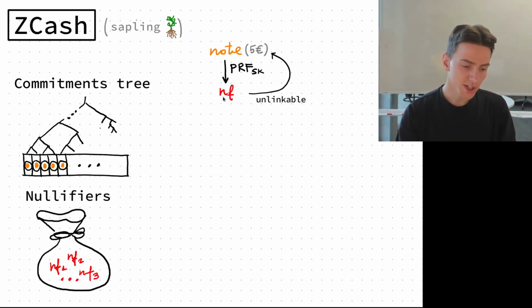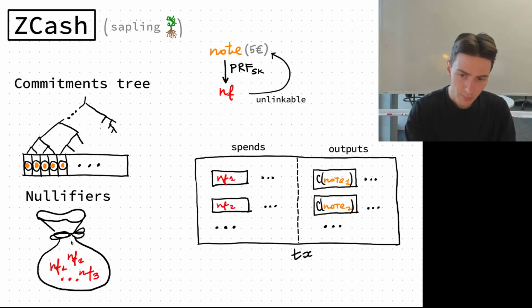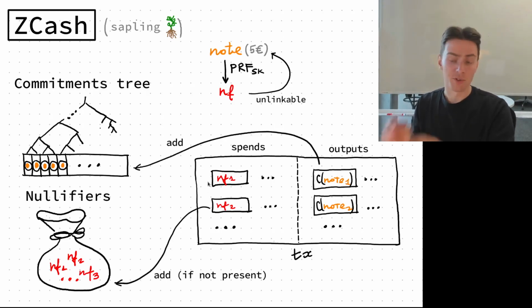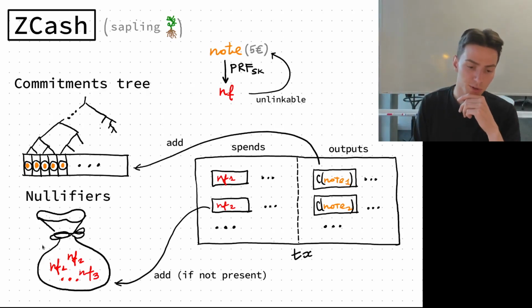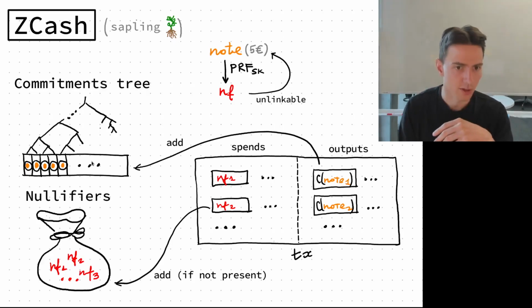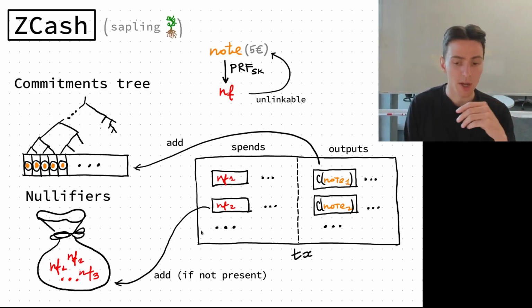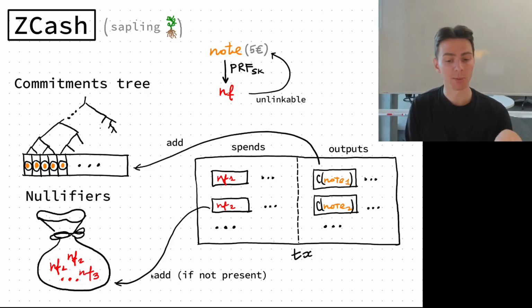So now Zcash maintains two structures: a commitment tree, so a tree of commitments of nodes, and a set of nullifiers. Whenever a transaction comes that wants to spend some coins and output some coins, it has a set of input nullifiers and a set of output commitment nodes. In the end, when the transaction is verified, nullifiers go to this set of nullifiers, and the commitments go into the commitment tree. Nullifiers prevent double spending. If a nullifier is present here, it means that the commitment, the node, was already spent.